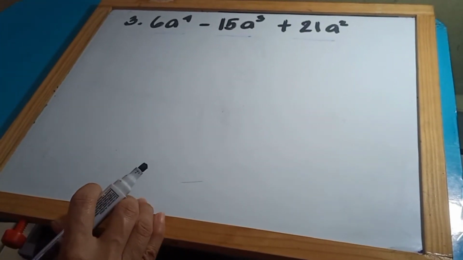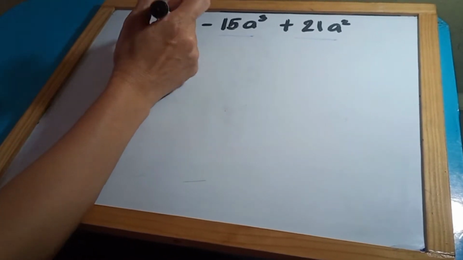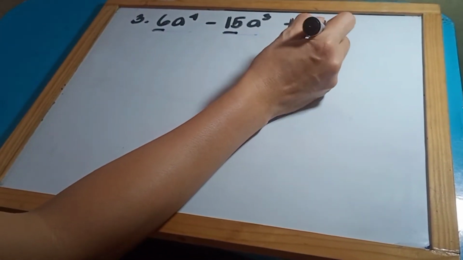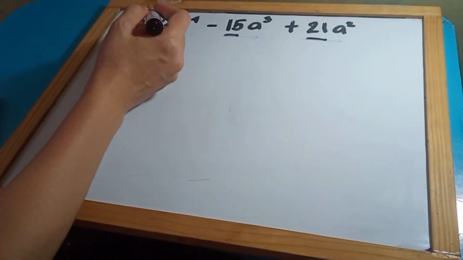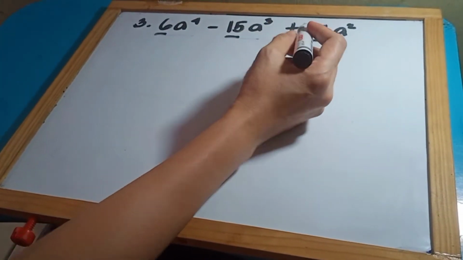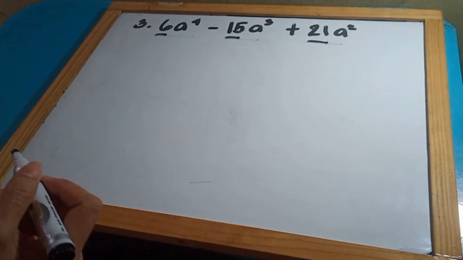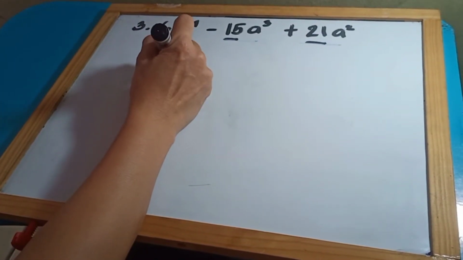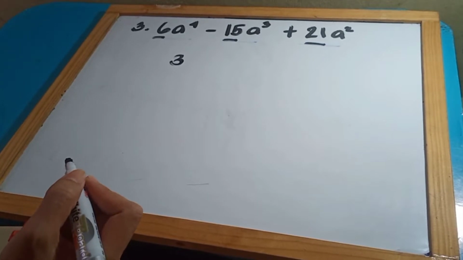Alright, so let's find the factor of the given numbers. So we have 6, 15, and 21. If you will notice, 6, 15, and 21 are all divisible by 3. So therefore, their common factor is 3. Okay?